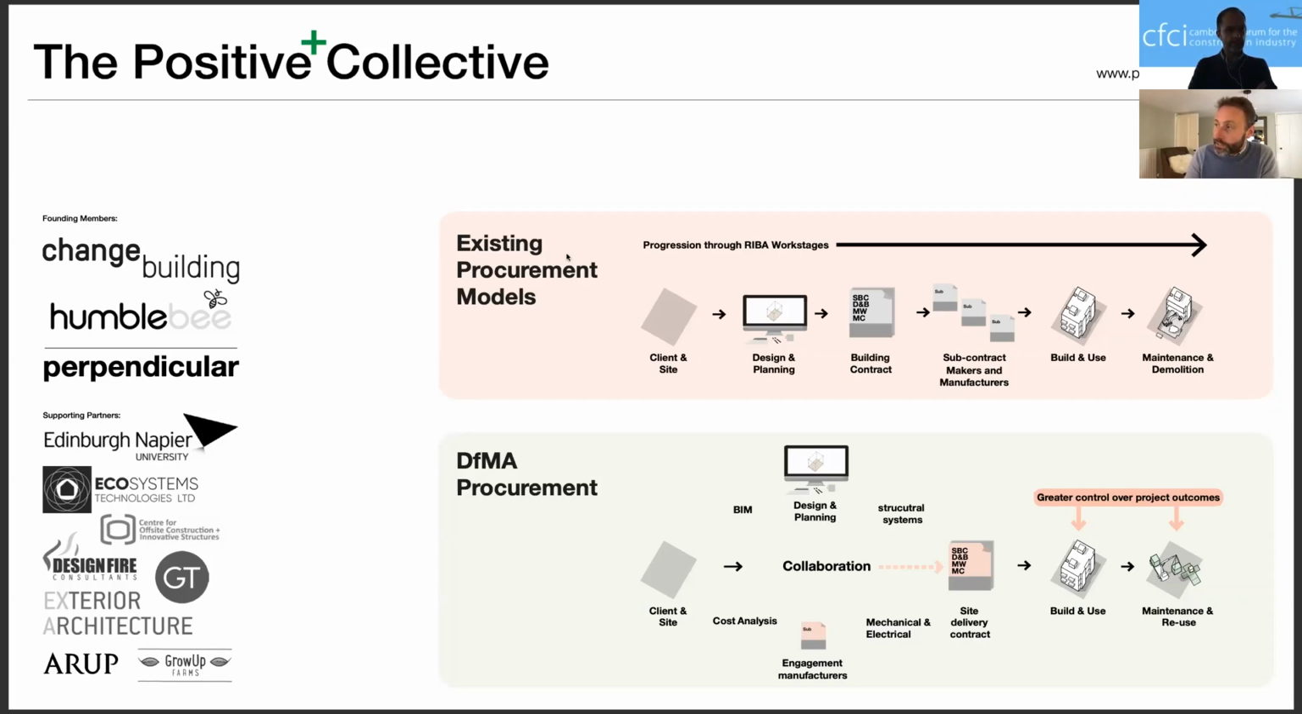And what is very key is that any modular project really needs a complete rethink about how you procure it. Before, it's traditionally been very much a linear process. You go through the different RIBA stages, whereas with offsite or DFMA, design for manufacture and assembly, it's very much a collaborative effort. It's bringing all the minds together right from the outset and kicking off in the right direction. And it's only through collaborating that you can really achieve the full value of any offsite modular project.